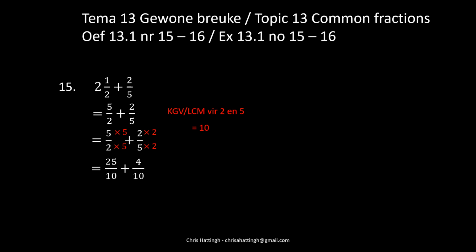If the denominators are the same, you just add the numerators. So that's going to give you 29/10. And then you need to convert it back to a mixed number. That will give you 2 and 9/10.